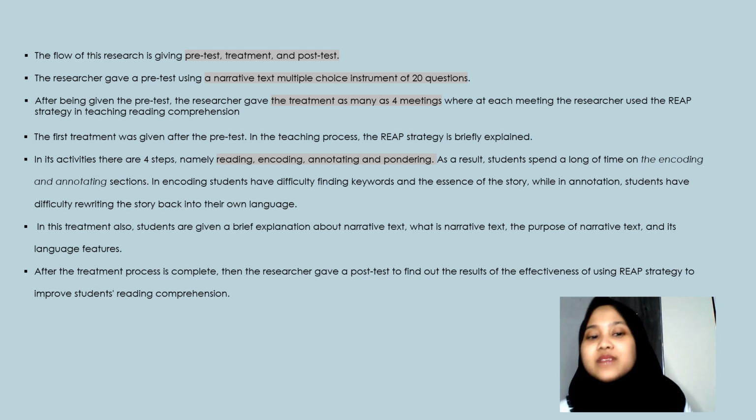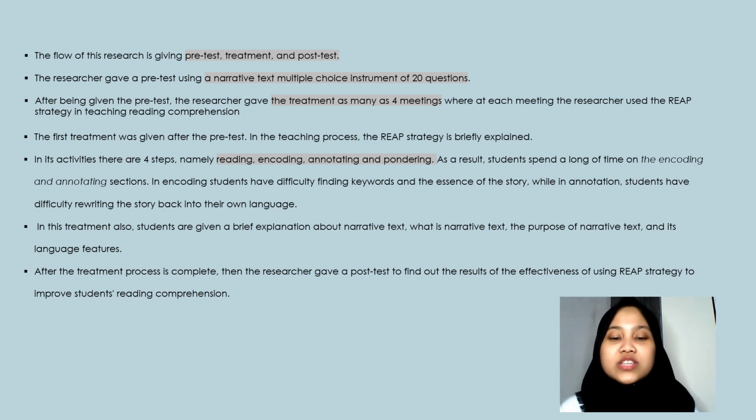After the treatment process is complete, the researchers gave a post-test to find out the effectiveness of using the REAP strategy to improve students' reading comprehension.